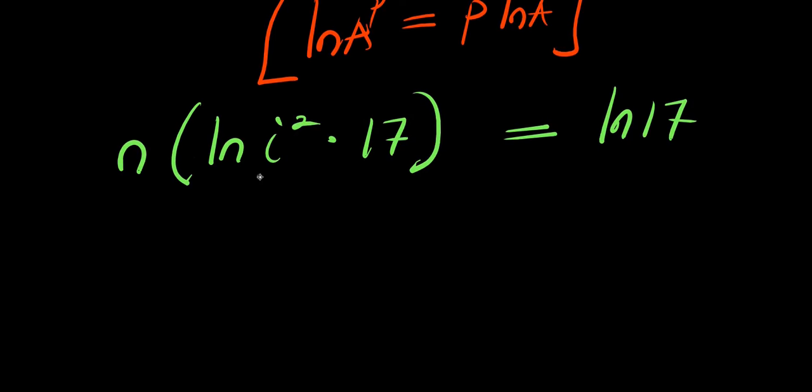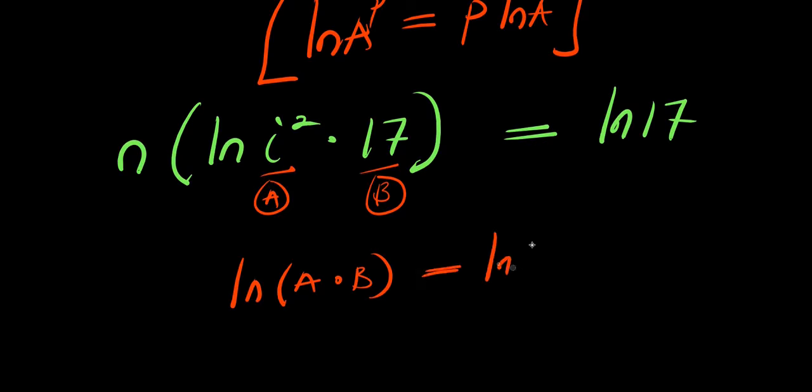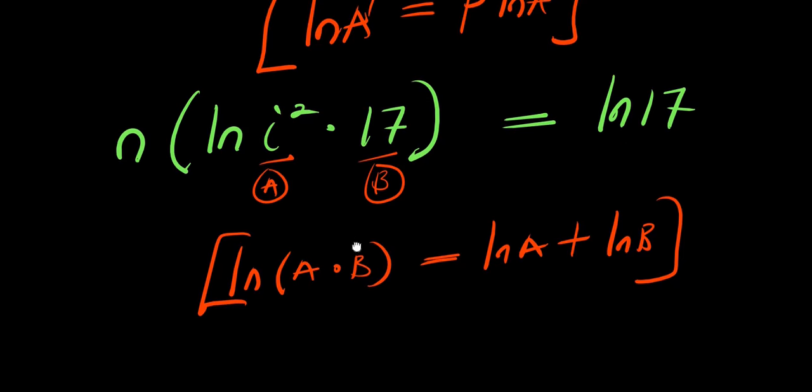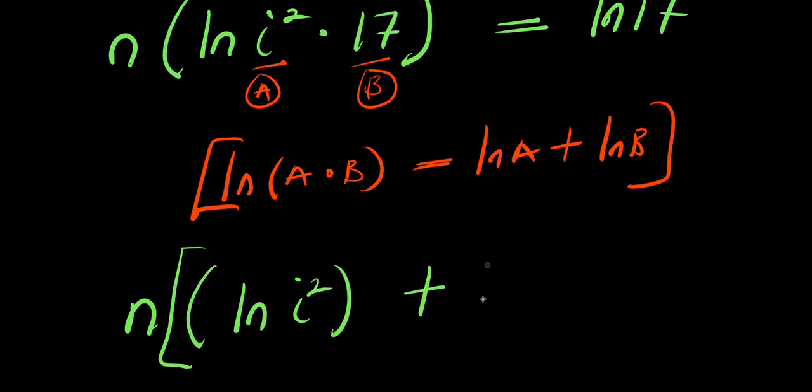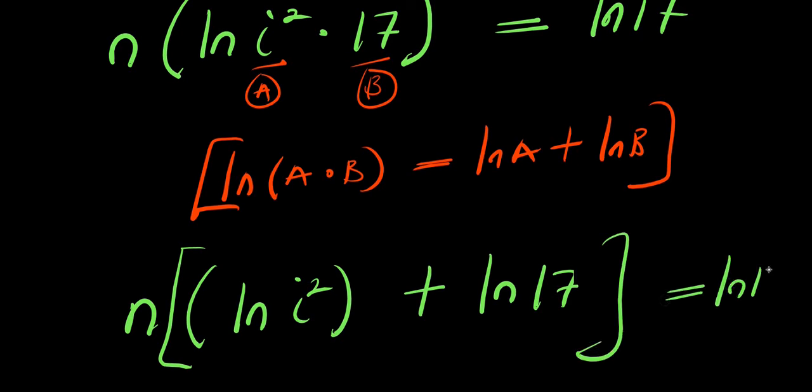Now consider this to be our a and this to be our b. Remember, natural log of a times b equals natural log a plus natural log b. So we have n times natural log a, which is this, then plus natural log b, which is 17. And this equals natural log 17. Have you seen that? And it's outside the bracket. This is my a, which is this. This is my b, which is this.